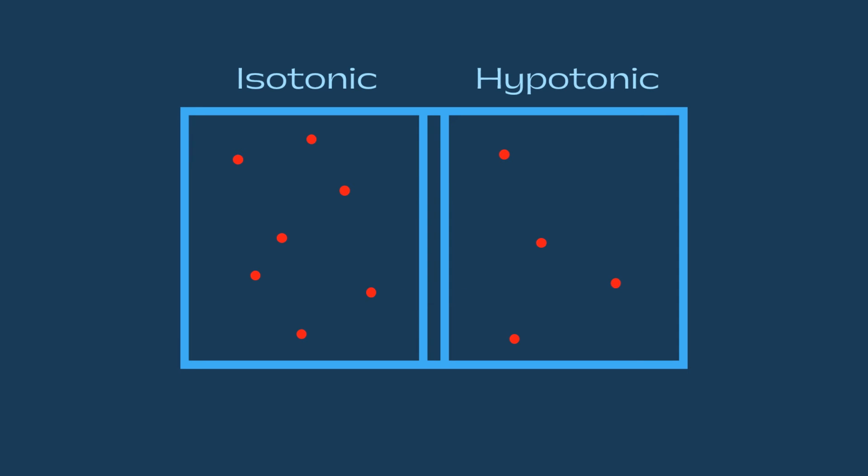In this example, with a hypotonic solution, water still moves toward the compartment with a higher concentration of solutes. Water moves from the hypotonic to the isotonic solution.